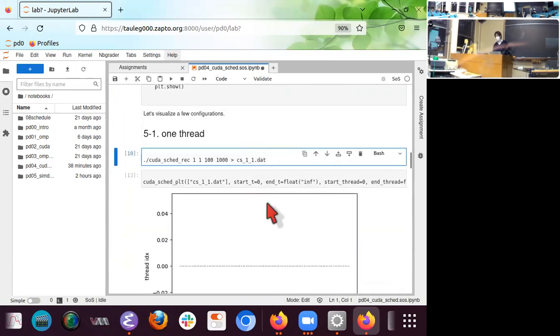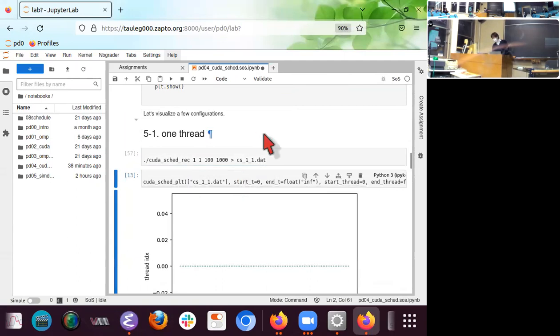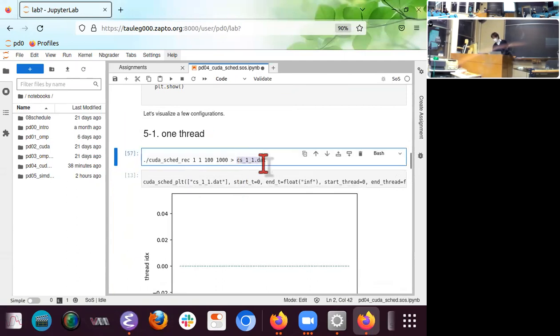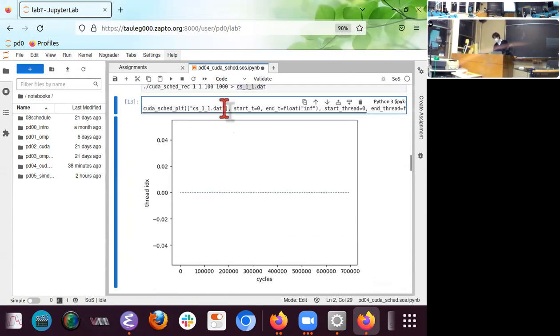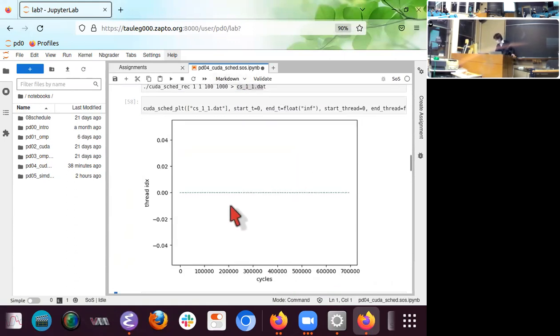Okay, let's do a very simple experiment in which you run only a single thread. So you only have a single thread and record the clocks, actually 100 times this time. And this is the visualization. What you are seeing here is the 100 dots. Maybe it's difficult to see from the distance, but you see 100 dots.